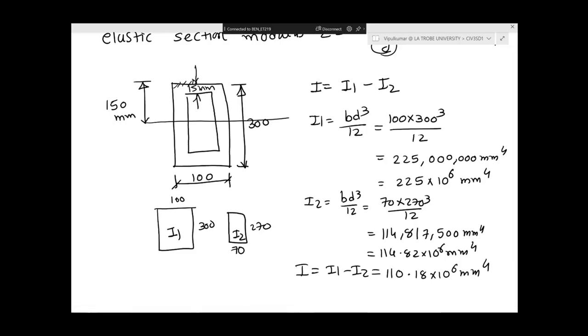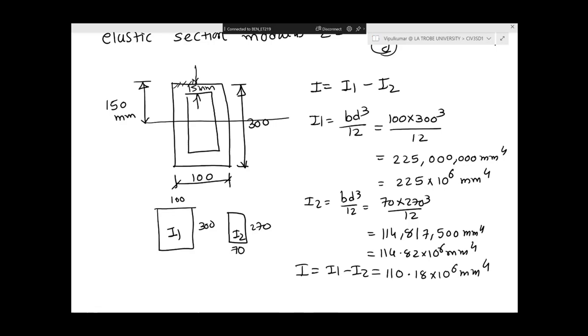You can stop me if you don't understand. Calculating moment of inertia: what is moment of inertia? Resistance to what? Resistance to bending moment. Yes. So it tells you how much resistance the cross section has. This number, 110.18 times 10 to the power 6, tells you that much resistance against the moment, because this guy doesn't want to bend. It has some resistance, and that resistance is represented by 110.18. The larger the number, the more difficult it is to bend.